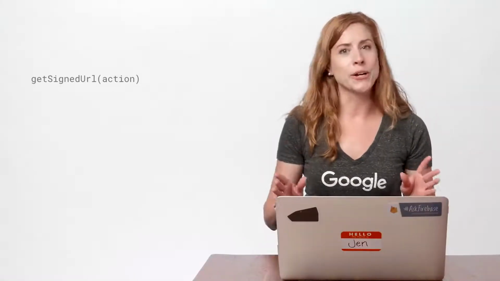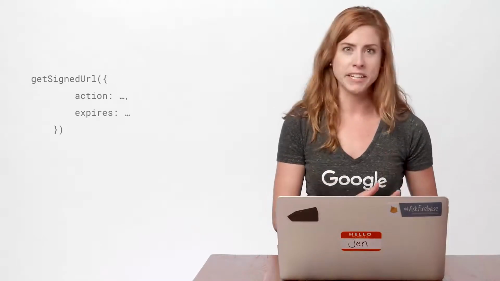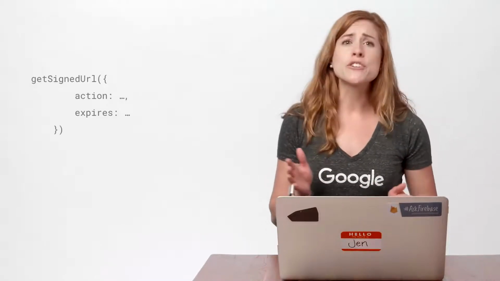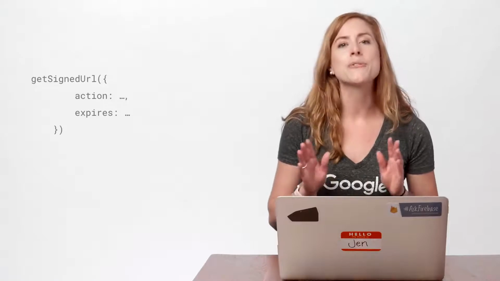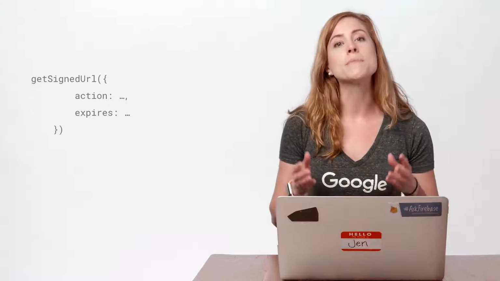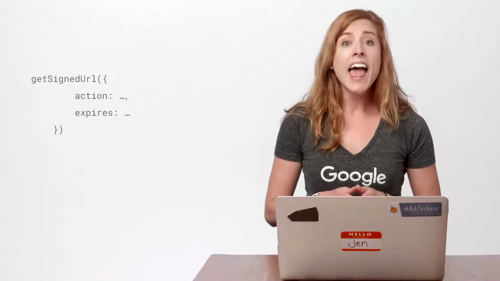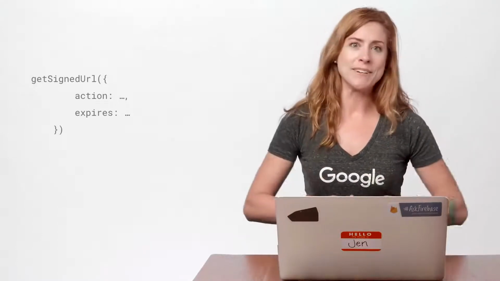The getSignedUrl method of the file class has one required parameter, config. And config has 2 required attributes, action and expires. Config also has a bunch of optional attributes, but I'll stick with action and expires today. Action is what I want the recipient to be able to do with the URL. In this case, I only want them to view the image, so the action will be read.